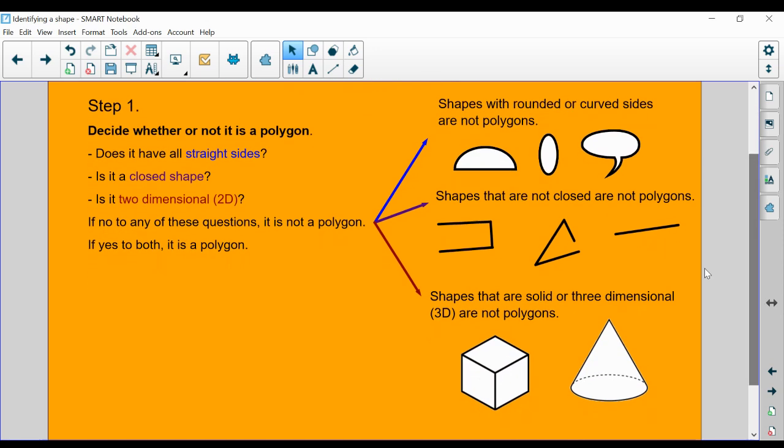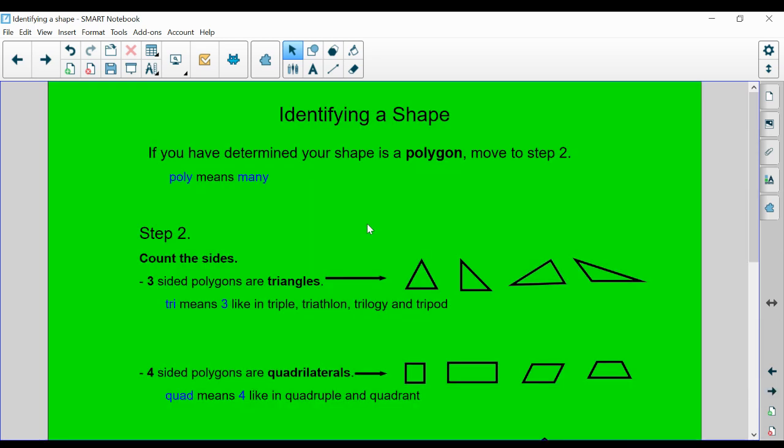And then finally, is it two-dimensional? Well, these shapes are solid shapes, three-dimensional, so these are not considered polygons. So once you determine that it is a polygon, you can move on to step 2. And now we need to determine which polygon is your shape.